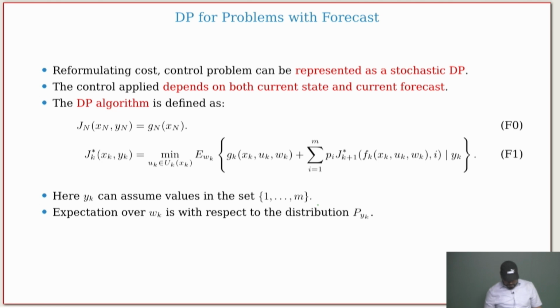So first thing is yk can come from one of these m. So these m themselves are some probability distributions, right? P1, P2, Pm.